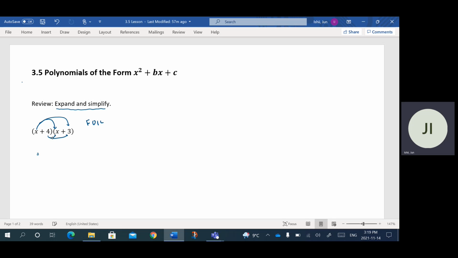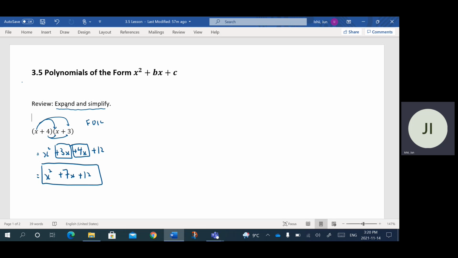Okay, so x times x is x squared. Outside terms, x times 3 is 3x. Inside terms, we have 4 times x, which is 4x. And then we have 4 times 3, which is 12. If we collect our like terms, we have x squared, and then 3x plus 4x is 7x, plus 12. So this is the polynomial with these sets of brackets expanded and simplified.